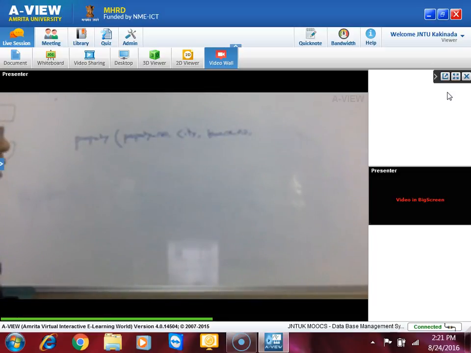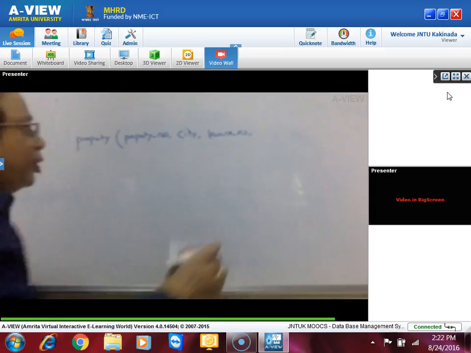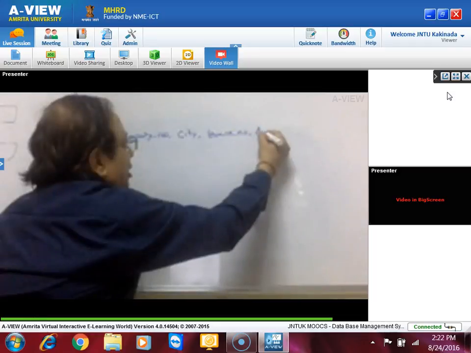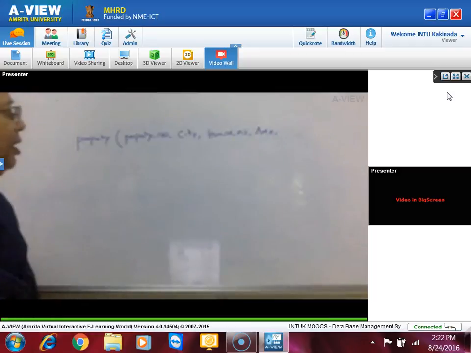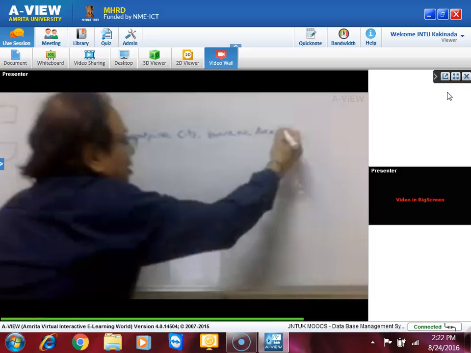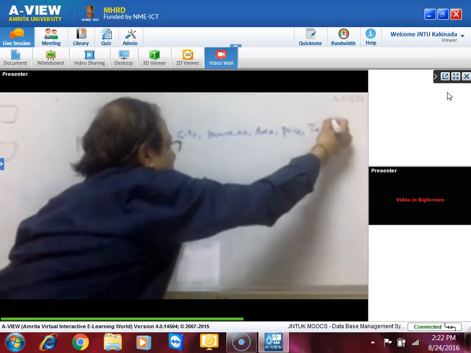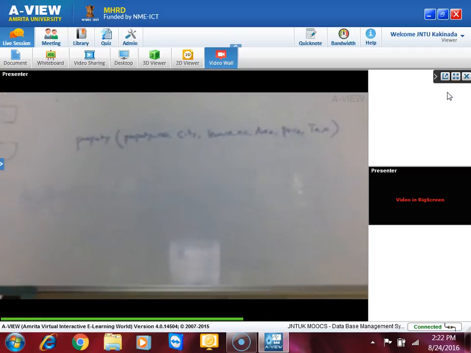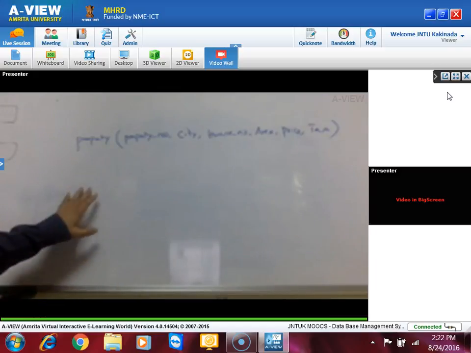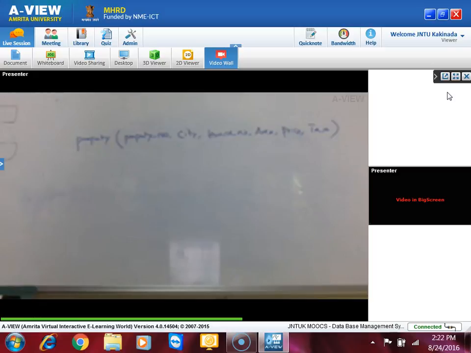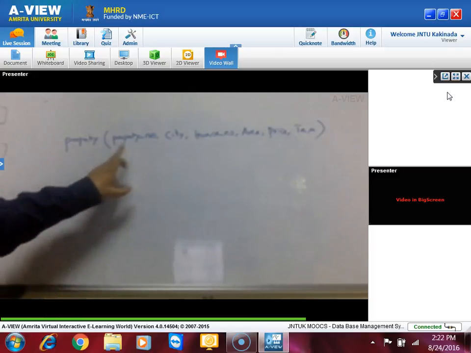Then you can also have an area. Then the other attribute can be price. And then it can be tax. These are the 5 attributes of this relation called property. So there is a property relation.